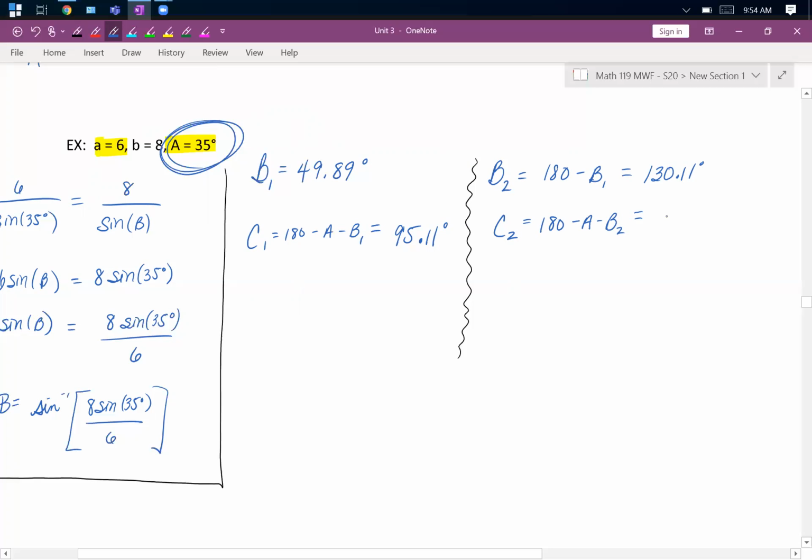So do we get a negative? No, we got positive 14.89. There we go. So that confirms that there are two triangles, because I didn't get a negative right here. Now that we've confirmed that we have two triangles, we just need to finish solving these two separate triangles. Side C is all that's left to find.